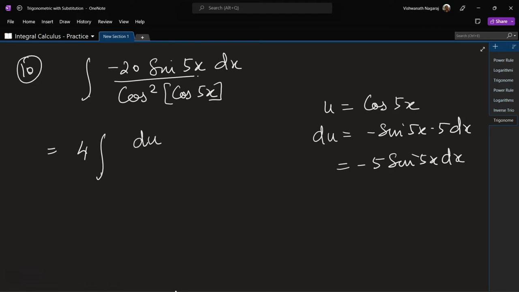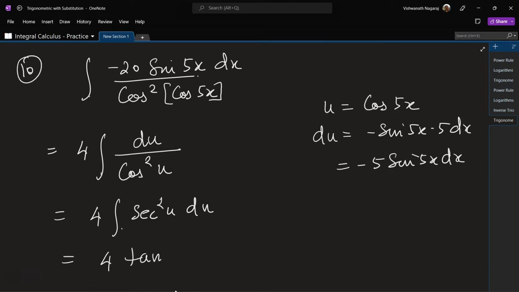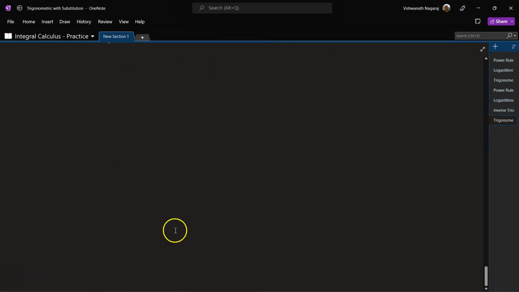So this is going to be du divided by, this is cos square of cos 5x, so this will be cos square u. Again, if we take it to the numerator, we get sec square u du. And we know that this is the derivative of tan u. So tan u is going to be the integral of sec square u. And reverse substitution, we get 4 tan of cos 5x plus c. Okay, 11th one.